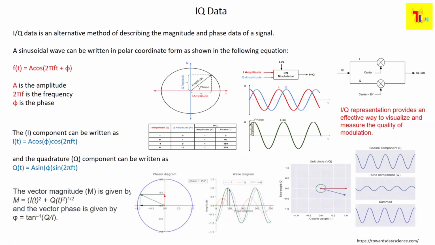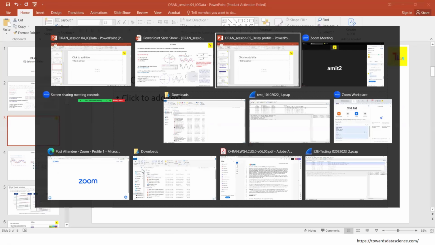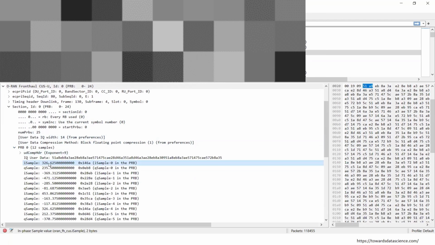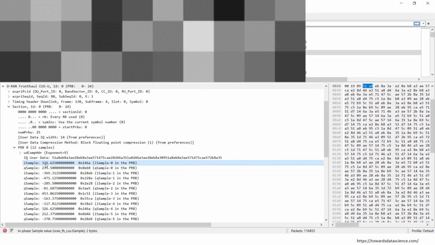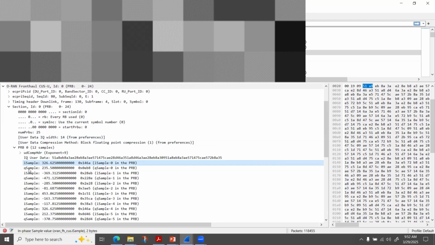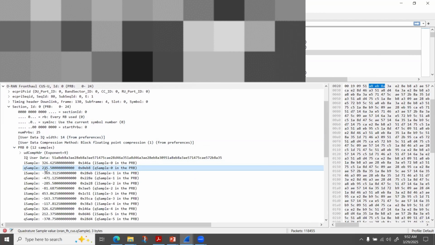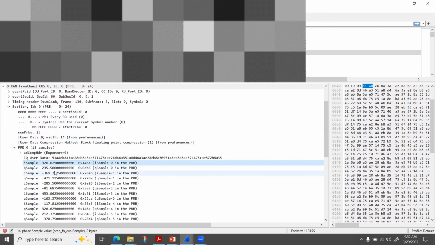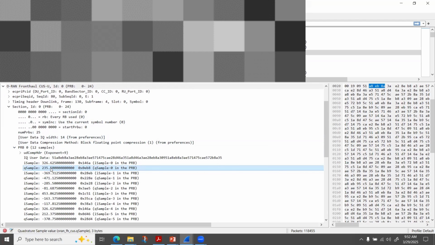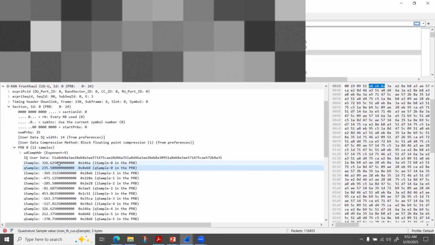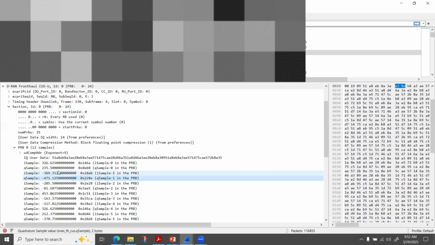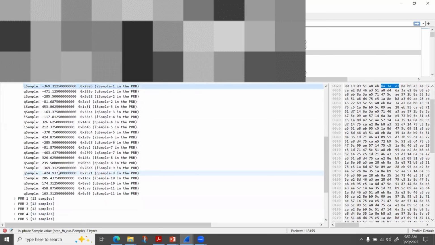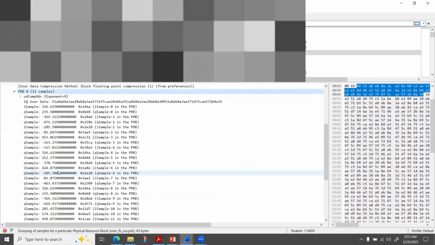Okay, I'll also show you how this looks, all of this will be IQ data. The I sample is the amplitude of a particular cosine wave. Then the Q sample is the sine wave amplitude. So all these components are called the IQ value. These two together constitute one IQ symbol. It will be something like this. For each PRB, you will see 12 samples of IQ data.